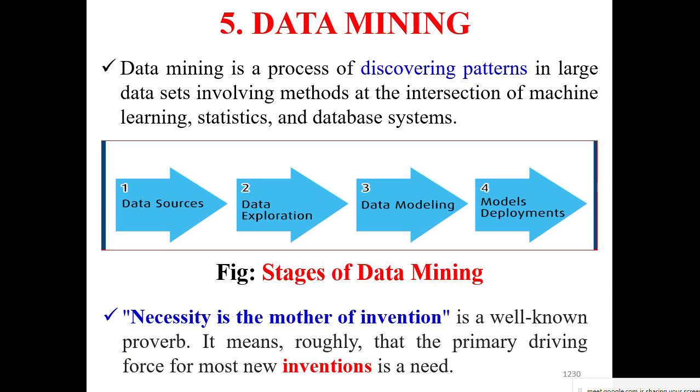There are four stages of data mining. The first one is data sources, where we are getting a huge volume of data from different sources like weather forecasting, stock market analysis, traffic data analytics, seasonal data and supermarket data. We are getting banking information data. Those are the examples for data sources.